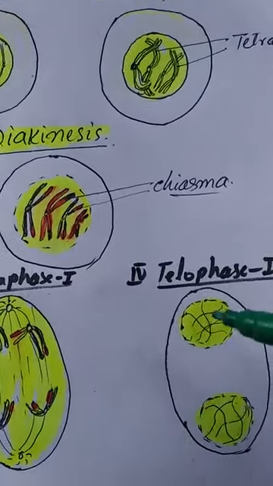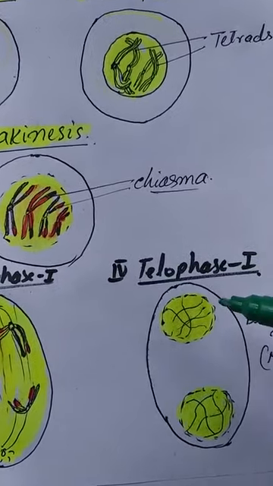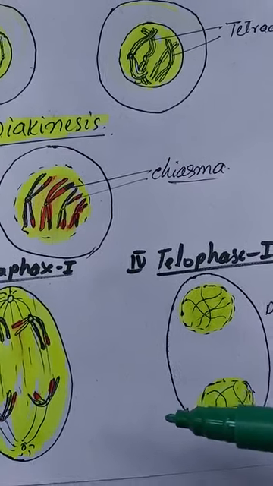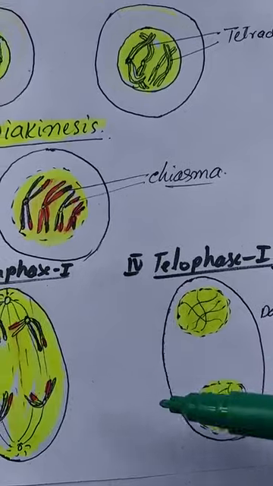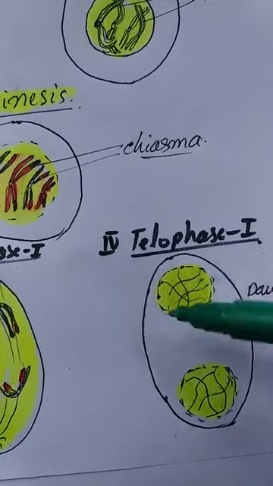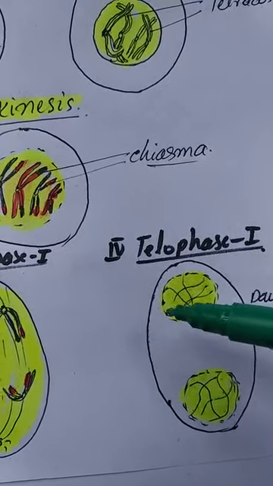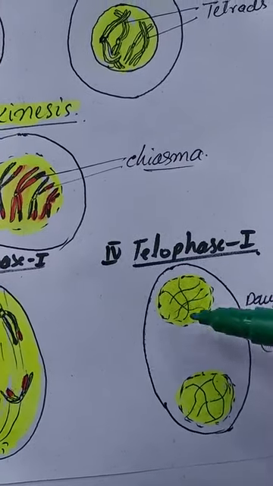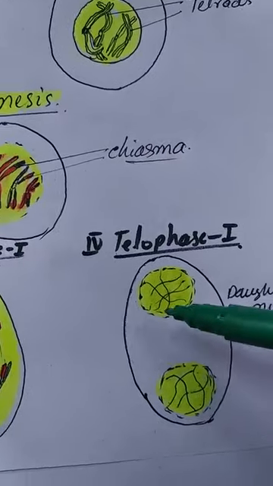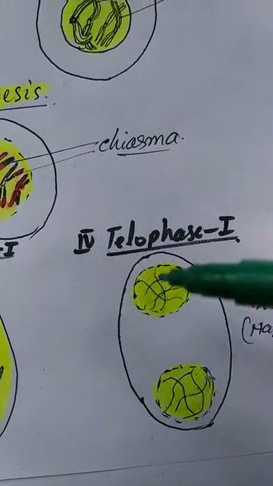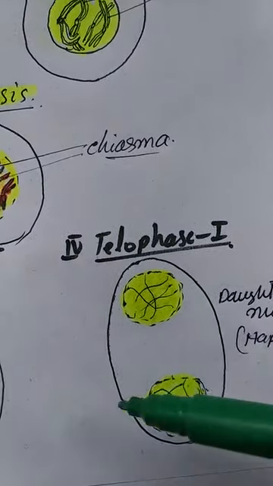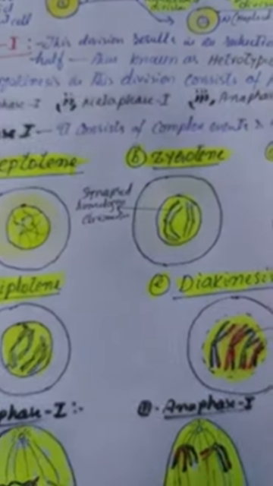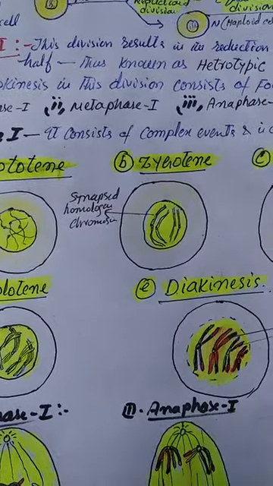Then we have telophase 1. During this stage, the chromosomes have reached the opposite poles, as you can see here, and a nuclear membrane starts to form around the chromosome cluster at each pole, giving rise to two daughter nuclei. Now this completes the first stage of meiosis, that is Meiosis-1.